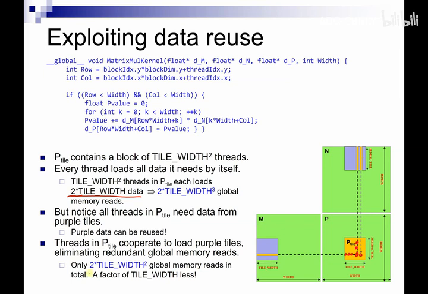So in that case, it's going to be 2 times tile width squared global memory accesses that we need to make for these 2 tiles, right? And then we can compare that to previously, where we needed to make 2 times tile width cubed global memory accesses. So the idea is somehow we want to have all of these threads not load the data from M and N independently, because then they'd be doing redundant work. We want them to cooperate with each other and load this data just once.